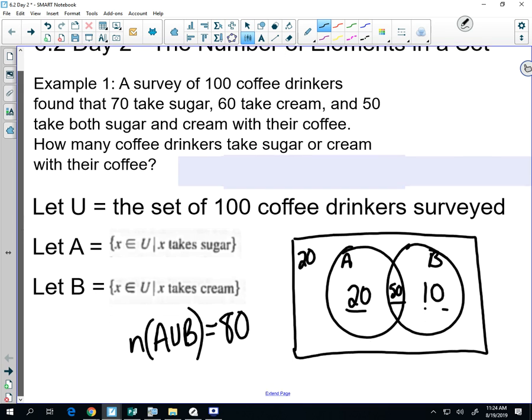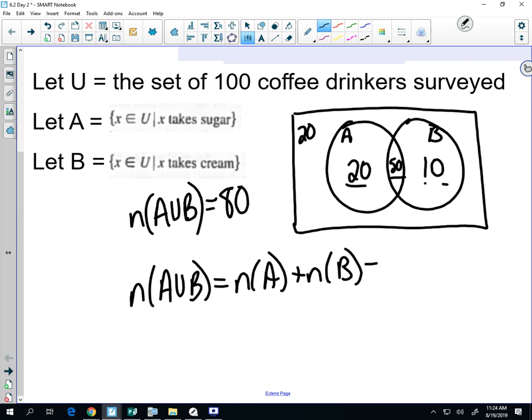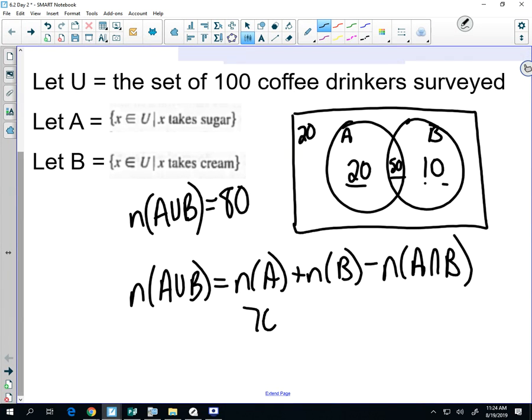How could you do it without drawing the picture? Well, remember that we can take the number in A plus the number in B minus the number in A intersect B. So we could have taken, gosh, I have to look back up here. 70 take sugar plus 60 take cream minus the 50 that do both, and we're still going to get 80. So we have the equation way, we have the Venn diagram way.